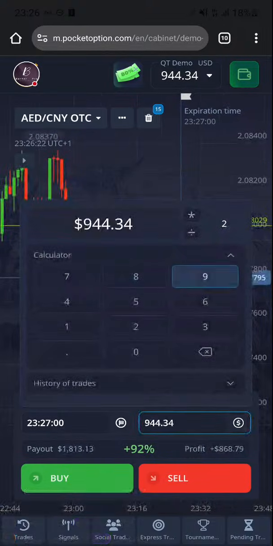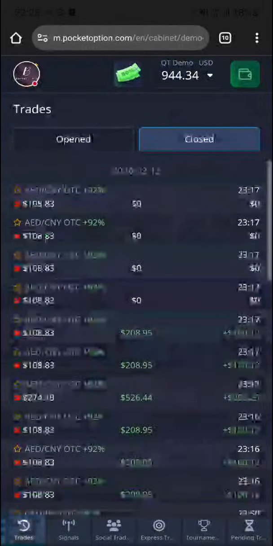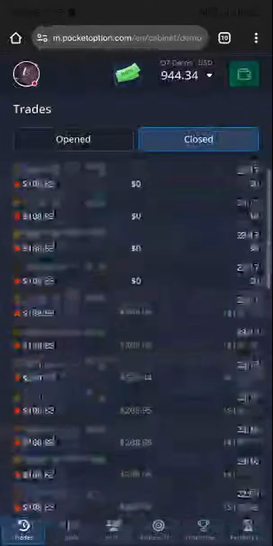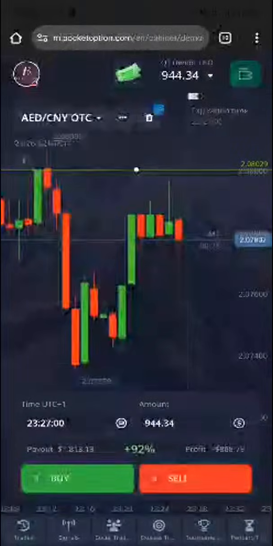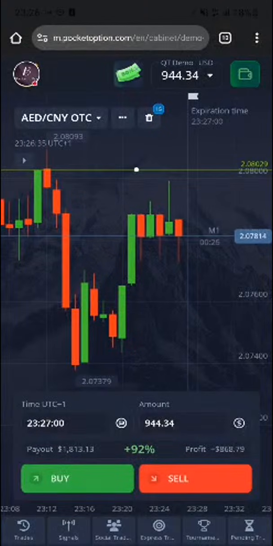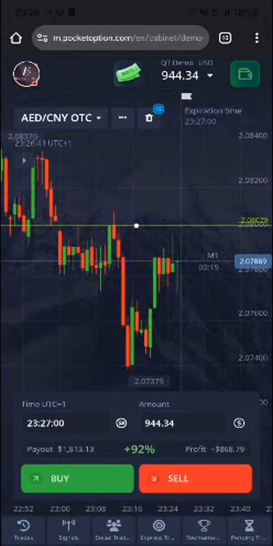You understand? Let's lose all this. I've been fiddling with the market for some time now. I'm trying to check the market, but let's lose all this amount and let's start with a reasonable amount. It makes sense for us to just start with a reasonable amount this time around.